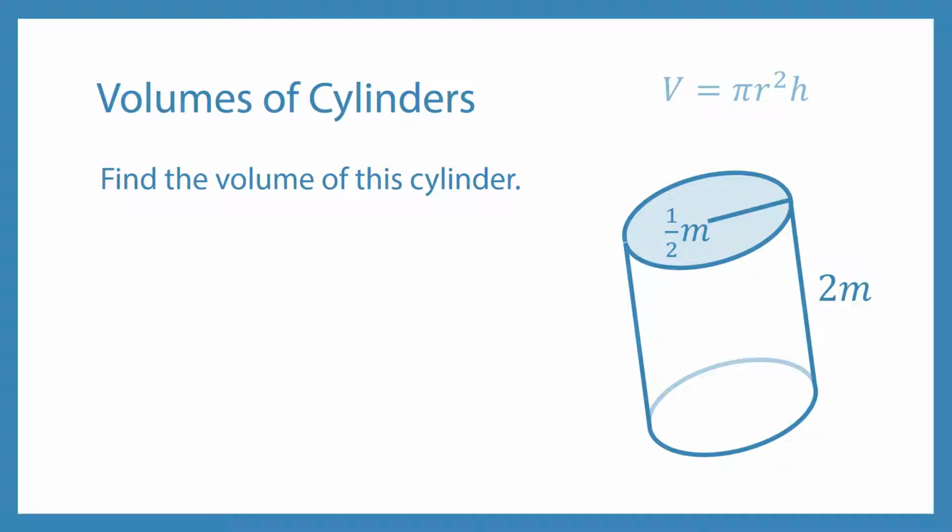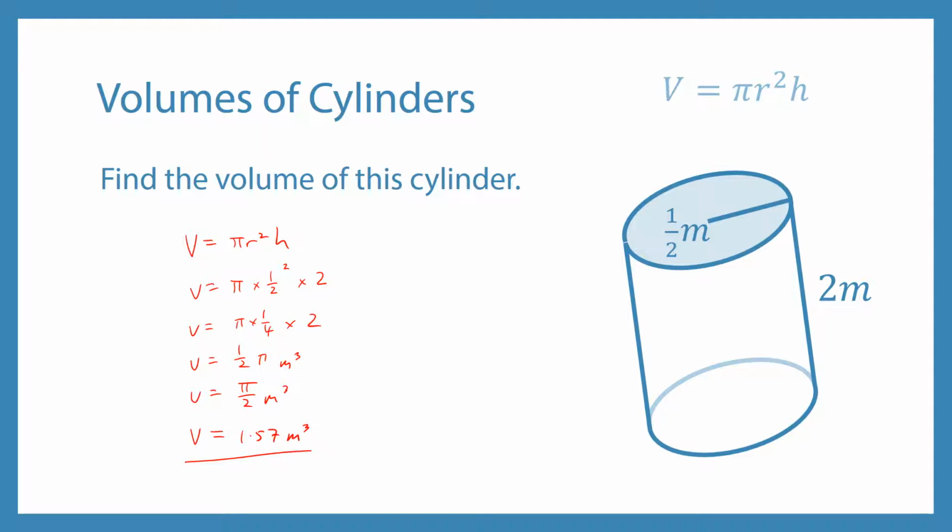Now can you find the volume of this cylinder? So we use our formula, volume is pi r squared h. We get pi times a half squared times 2, which equals pi times a quarter times 2, which equals a half pi, or we could also put it as pi over 2. So it's our exact form. If we wanted 2 decimal places, we get 1.57. Sorry, that's cubic meters. And that's our final answer.